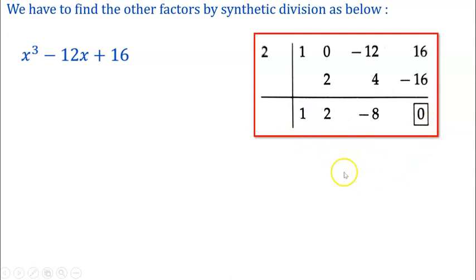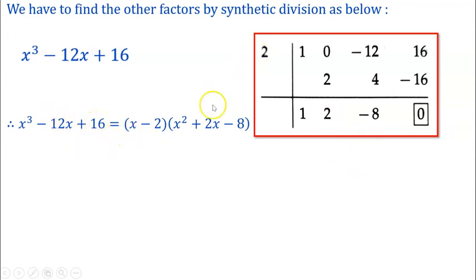Now, next. The second polynomial. Now how many coefficients are here? 1, 2, 3. Therefore, the degree of that polynomial will be 2. That is 1x square plus 2x minus 8. Okay. Now, see this here. x cube minus 12x plus 16 is equals to, the first factor is x minus 2. Second is x square plus 2x minus 8.